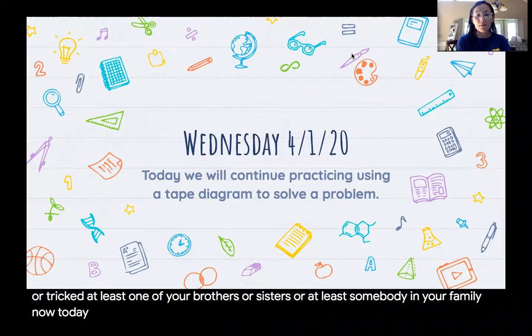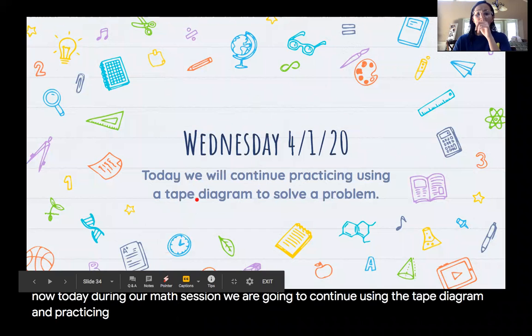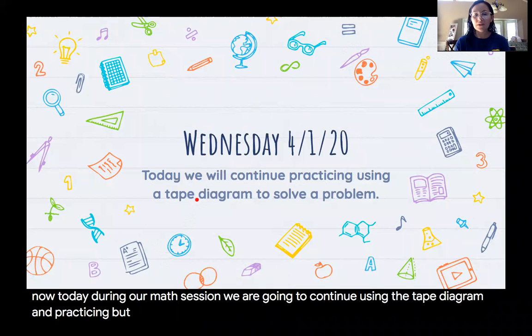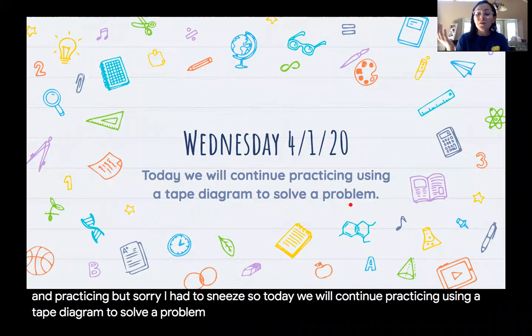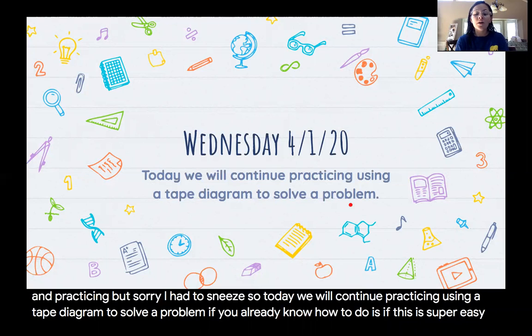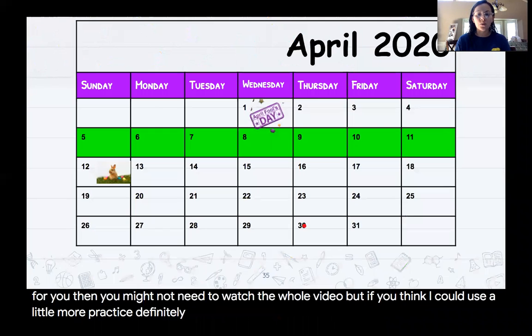Now today during our math session, we are going to continue using the tape diagram and practicing. It says today we will continue practicing using a tape diagram to solve a problem. If you already know how to do this, if this is super easy for you, then you might not need to watch the whole video. But if you think I could use a little more practice, definitely stay tuned.